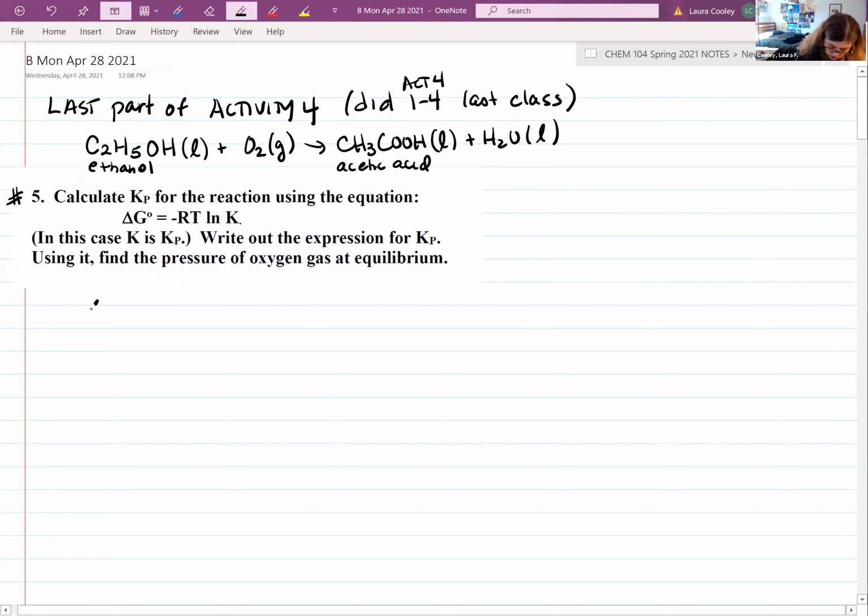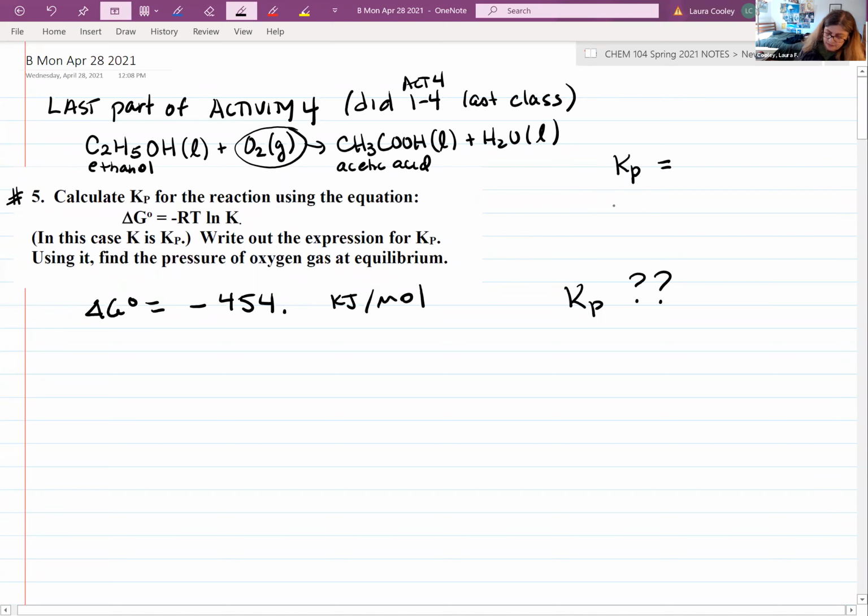We're given the delta G0. Well, we figured it out last time. It's 454. I think I used 455 earlier, but that's okay. So here is the delta G0. That is a big negative for a delta G. So what do you expect that the K value? It's going to be a pressure equilibrium constant. Remember, it had only one gas. Actually, what is the expression for Kp for this reaction?